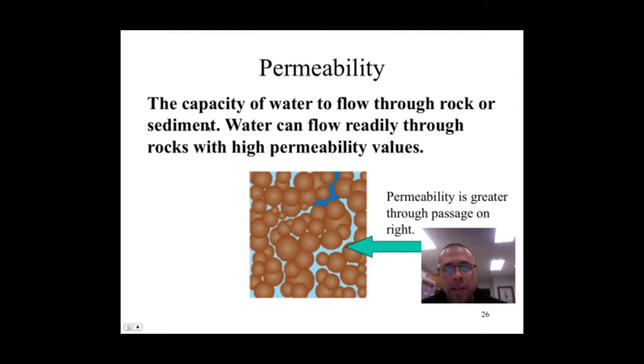Permeability is the ability or capacity of water to flow through rock or a particular type of sediment, gravel, sand, something like that. Water can flow readily or easily through rocks with high permeability values. So permeability is greater, it says, through this passage on the right. Note this bigger open space here than this one on the left. So obviously more water can get through this side faster, so it has a higher permeability value. Okay, but again, permeability is the ability or capacity for water to flow through a particular sediment or material.